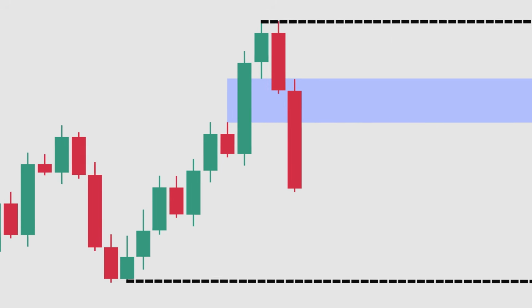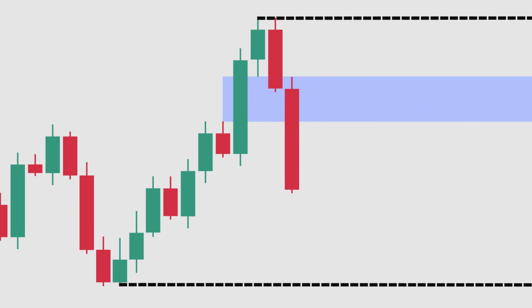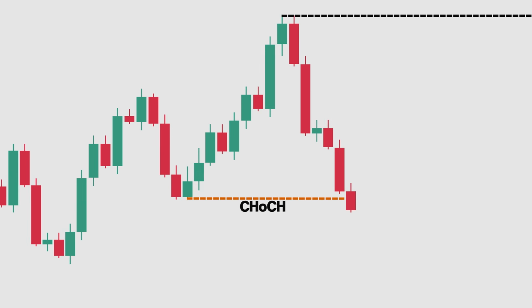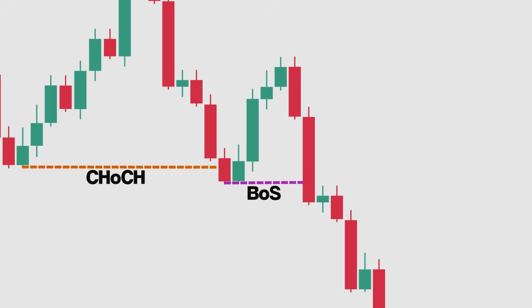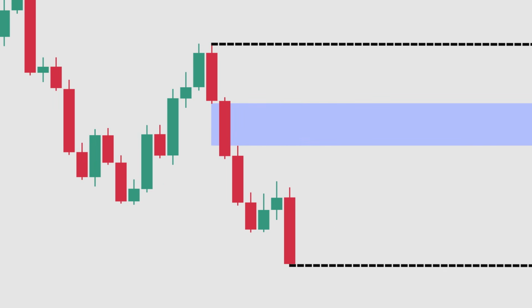Now, from a reversal perspective, here's a key idea. If price disrespects the fair value gap and breaks below it, that becomes the first warning sign of a potential reversal. Then, if price breaks the swing low and creates a change of character, that becomes the second signal. And after that, a break of structure in the new direction becomes the full confirmation that the trend has actually reversed.